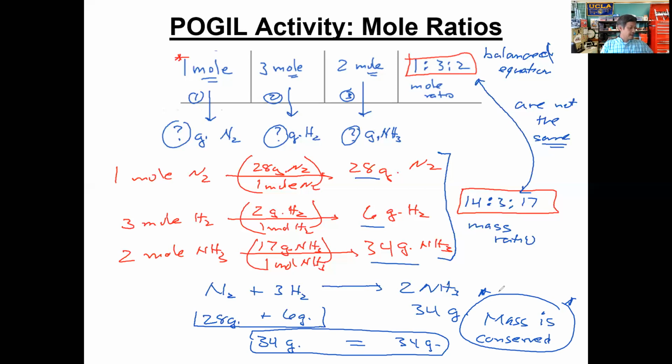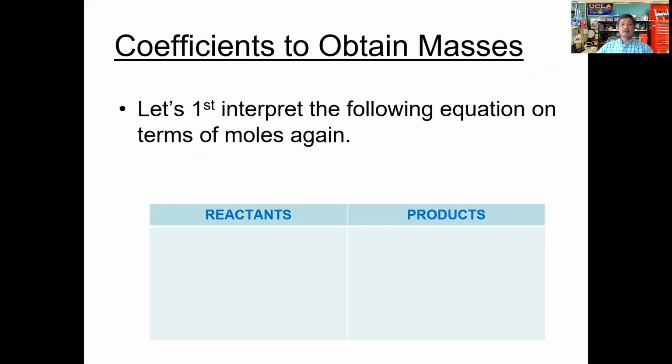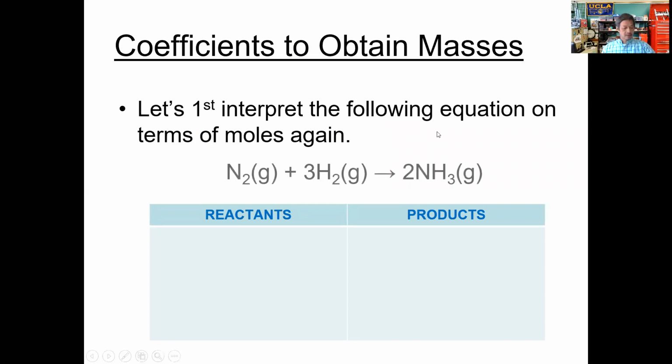Let's take a look at this a little bit more, and let's talk about the conservation of mass and how we can obtain mass information from a balanced equation. Let me save this quickly. Now we did this already, so I'm not going to spend any more time with this, but in order to obtain masses, what we want to do first is interpret this in terms of moles.